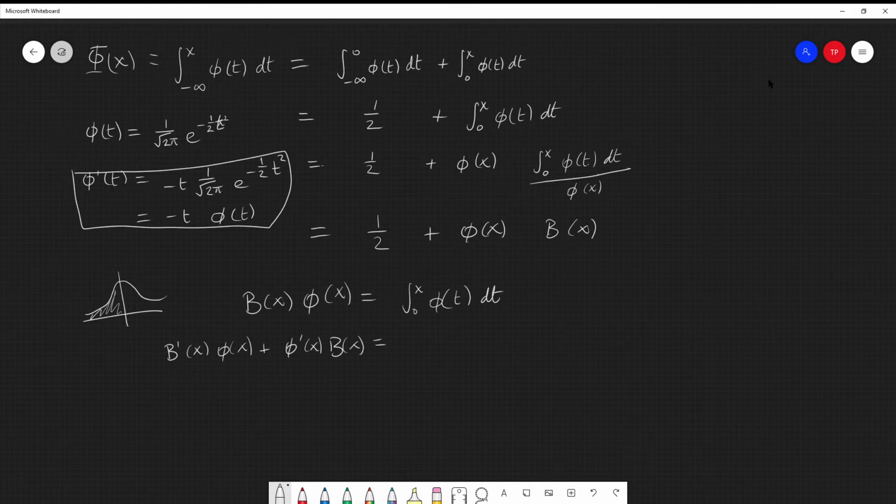And now for the right hand side, when we differentiate this, if we have a small change in x, then the integral is going to increase by the value of the PDF at the point at which we added that little extra bit on. So this is what it's going to be equal to. And as we showed earlier, phi dash of x is equal to minus x phi of x. So we can rewrite this as b dash of x phi of x minus x phi of x b of x, and that's equal to phi of x. As I said, phi of x is not equal to 0, so we can divide by phi of x. So we get b dash of x minus x b of x equals 1.